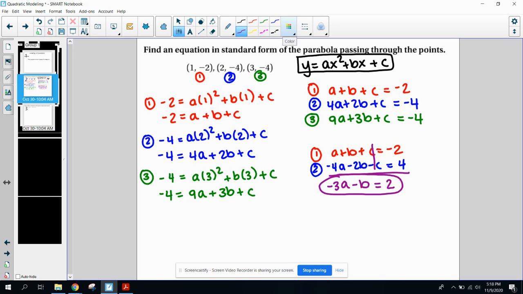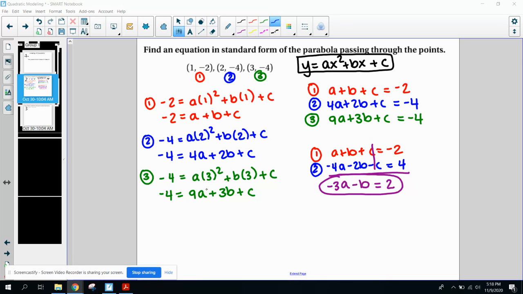So I've already used 1 and 2. I need to use 3. So it doesn't matter if you use 1 and 3 or 2 and 3. I'm going to use 2 and 3. So I'm going to go over here. So I'm going to use equation 2. So 4a plus 2b plus c equals -4. And I'm going to use 3. And again, what I'm going to do is multiply the entire third equation by a -1 so I can change all my signs. So I'm going to get -9a minus 3b minus c equals +4.